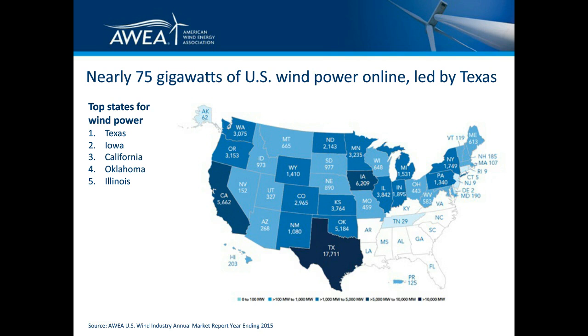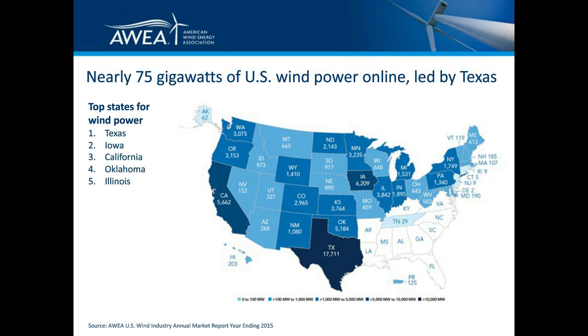Texas is the leading state in the U.S. market, has been for a number of years, and has more than double the installed capacity of any other state. Iowa sits in second place with roughly 6 gigawatts. California falls in third, and I think soon to be passed by Oklahoma in fourth place. Illinois, with close to 4 gigawatts, sits in fifth.